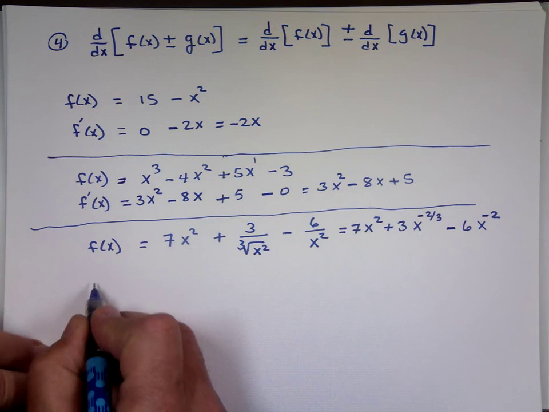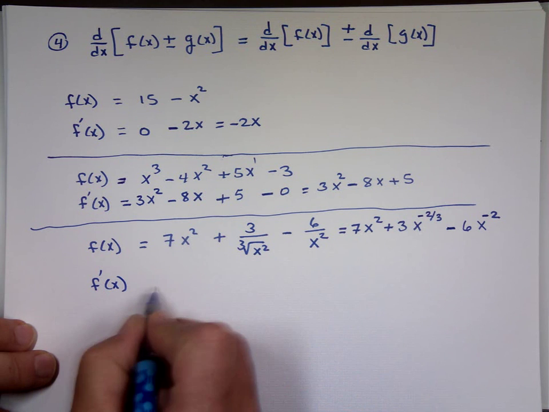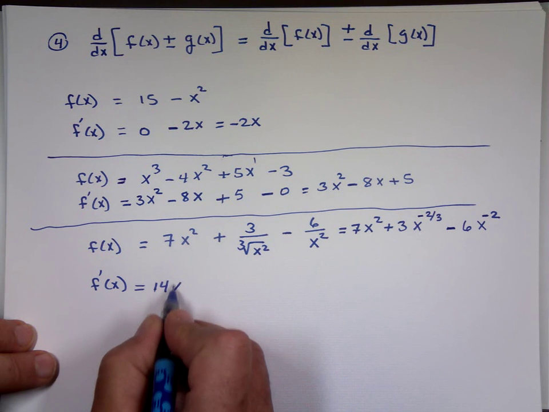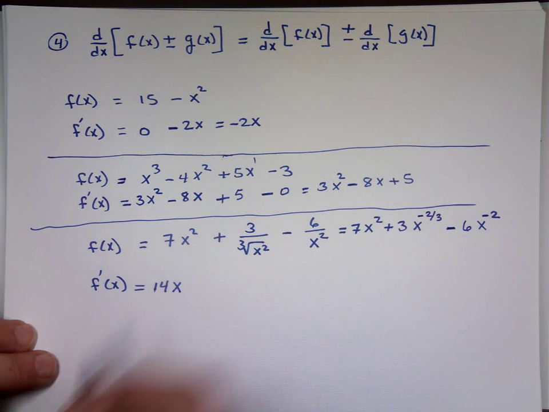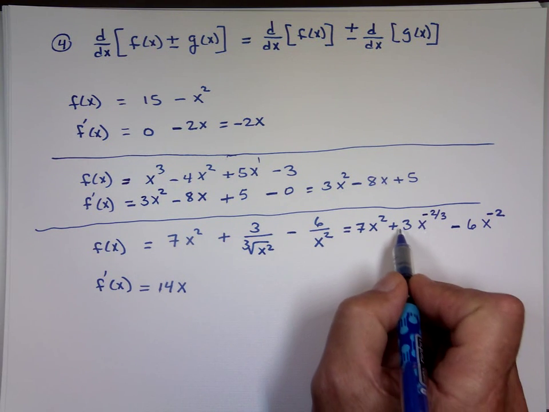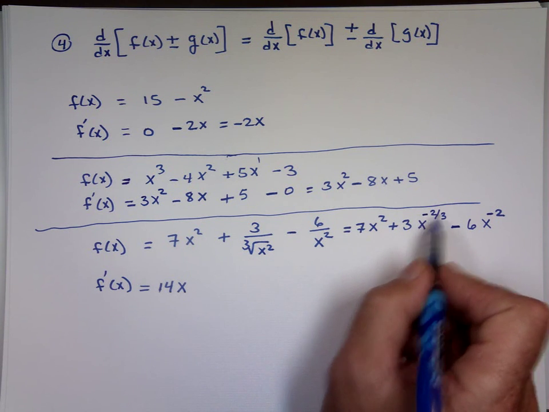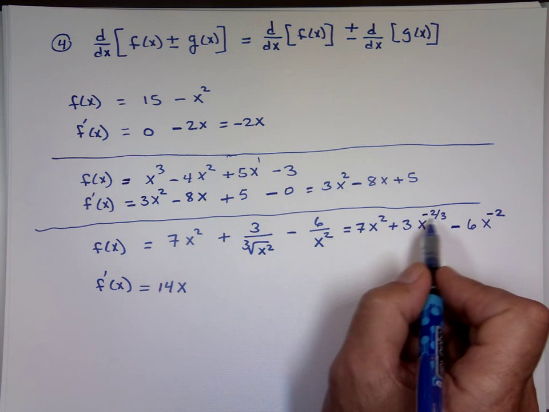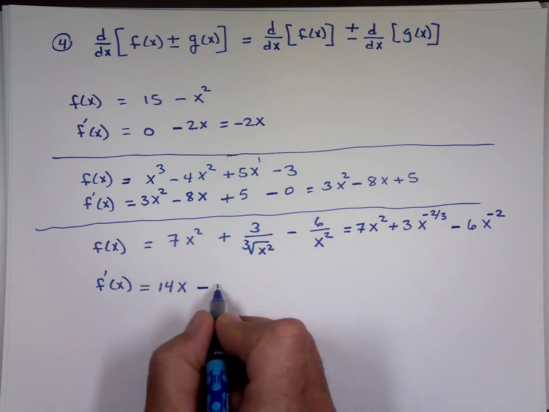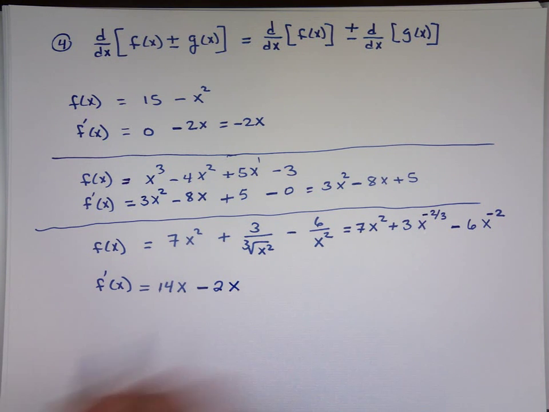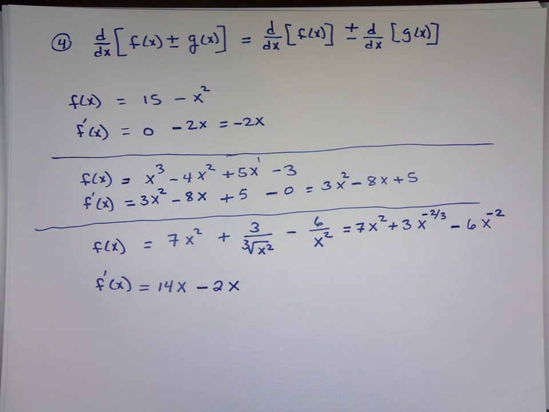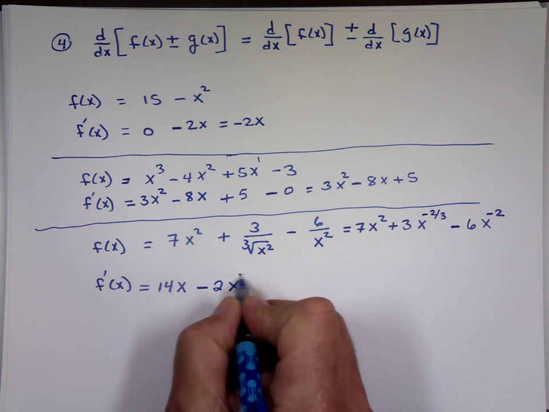So what's the derivative now? The first one, 7 times 2, 14, subtract 1 from the power. 2 minus 1 is 1. The next one, plus 3 times negative 2/3. Multiply these two numbers. If you multiply them, that's what? Negative 2, x to what power? Subtract 1 from that power. The 1 is what? 3 over 3. That becomes negative 5 over 3.